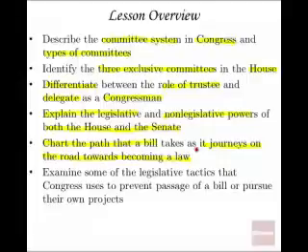One of the things that I have my AP students do to prepare for the AP exam is watch "I'm Just a Bill, Only a Bill." If you can watch that song and memorize it, it gives you a really good structure of how the bill making process actually works. And then we're finally going to examine some of the legislative tactics that Congress uses to prevent passage of a bill or pursue their own projects.